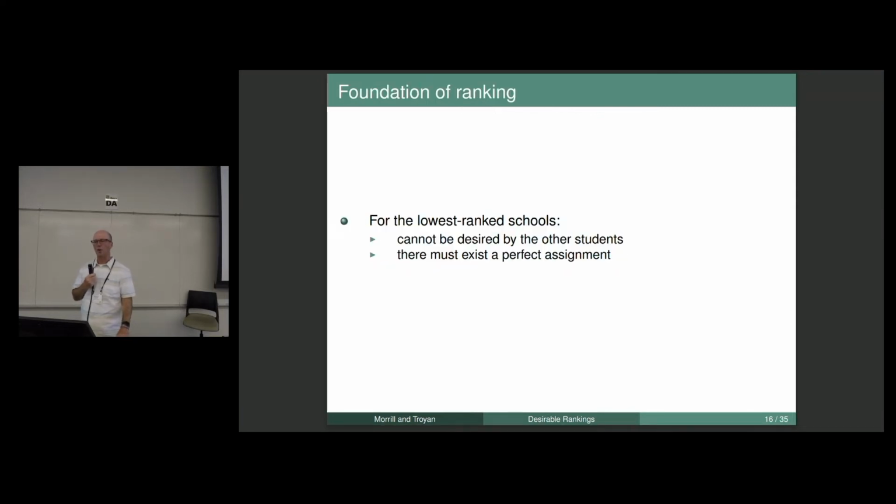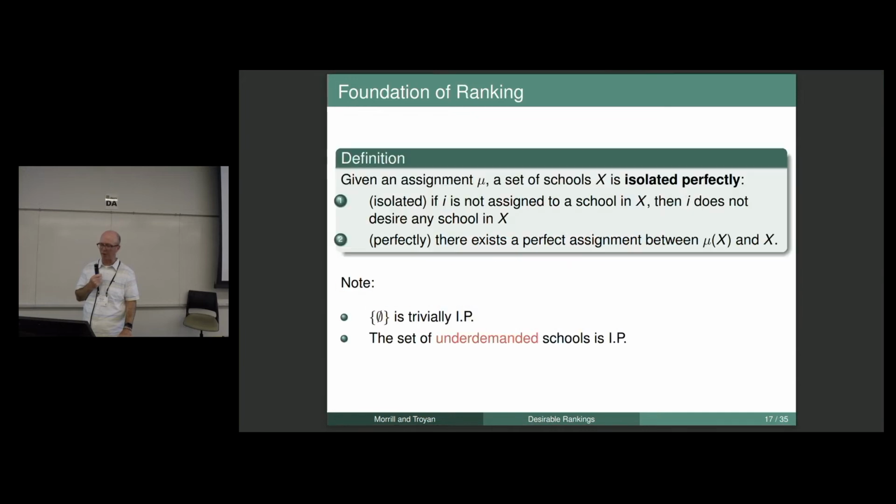Okay? So the foundation of this ranking is starting with the last ranked schools. Again, I want to identify schools that are under-demanded, not desired by any student. Now, unfortunately, these might not exist. There's a fun fact: there always exists an under-demanded school for the male optimal stable assignment, but that's unique to that assignment. It's not true even for stable assignments. So we're going to try to generalize this.